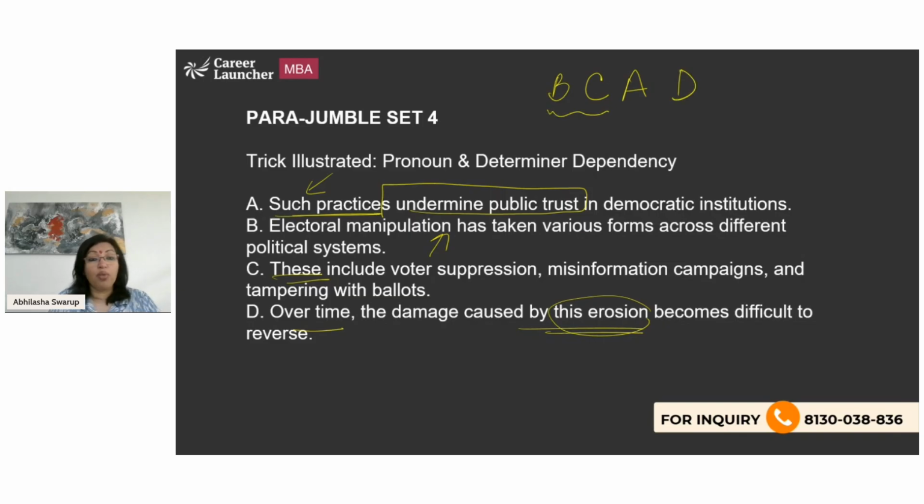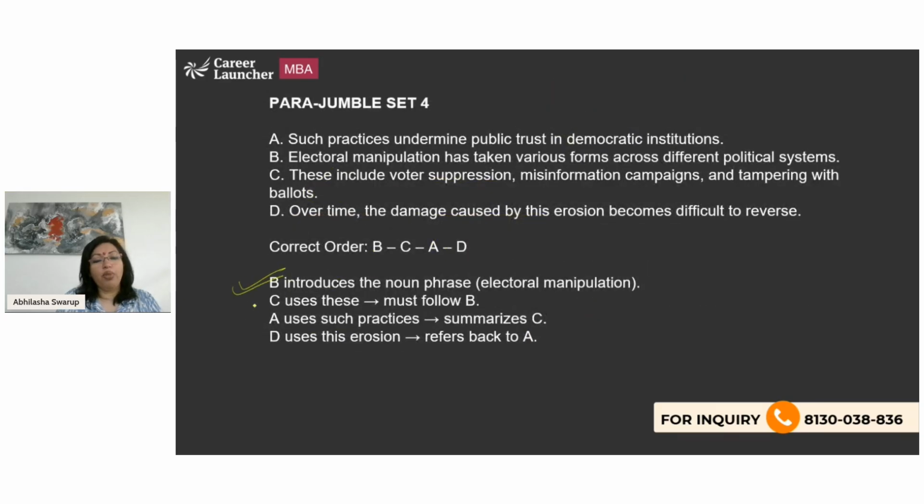So B starts out the problems, as there are electoral manipulations in many forms. Then the many forms are mentioned in C, so detailing. Then what is the result of that? That public trust is undermined. And finally, what happens is that it cannot be reversed. So he's giving you everything. So the noun phrase, electoral manipulation, comes first; these comes later, such practices comes later, this erosion then refers back to A, and that becomes your sequence, right? We have seen this electoral manipulation, we have seen these, we've seen such practices, and we've also seen this erosion. I've already pointed these out to you.